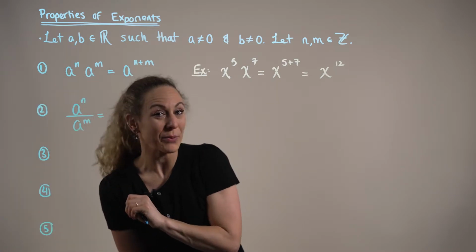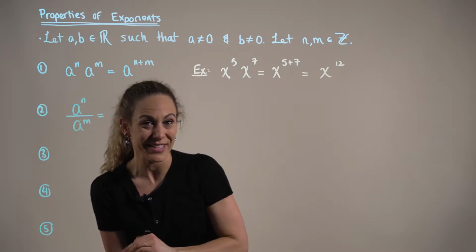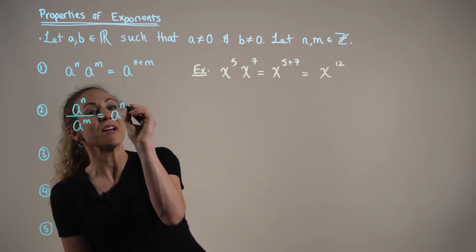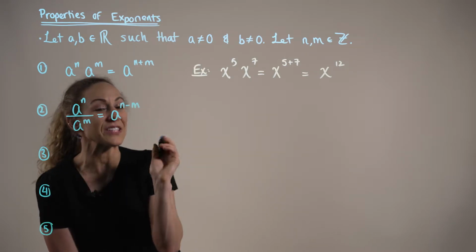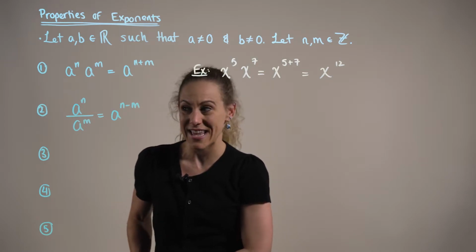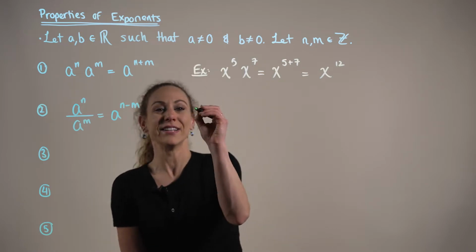Just like with property 1, here notice that we have the same base but different exponents. So we can combine this into one happy exponential expression by subtracting the exponent in the denominator. Or in other words, we have a to the n minus m. To help us better understand, let's consider the example.